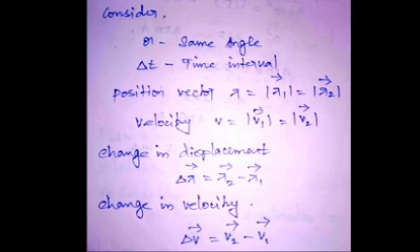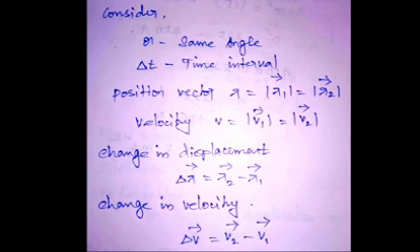Consider theta is the same angle and del t is the time interval taken by the object moving. So finding the position vector, r is equal to modulus of r1 vector equal to modulus of r2 vector, because both radii will be the same, and velocity v is equal to modulus of v1 vector equal to modulus of v2 vector. First of all, we are going to find the change in displacement.